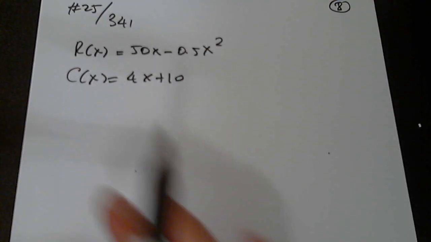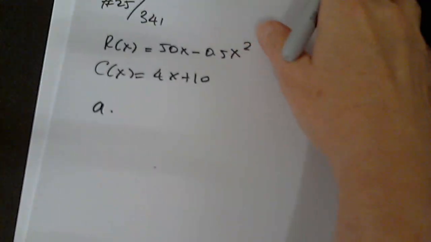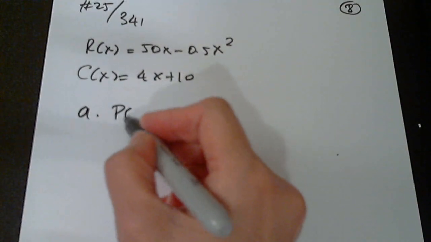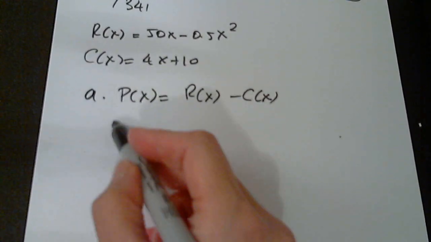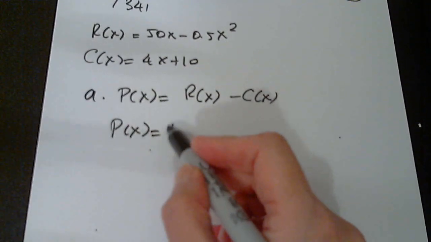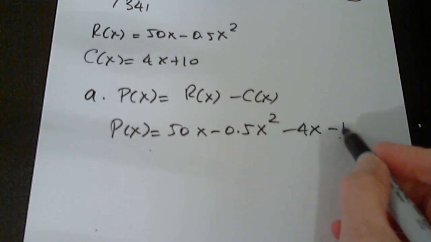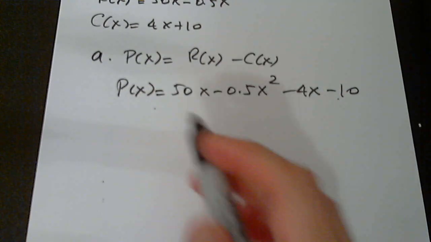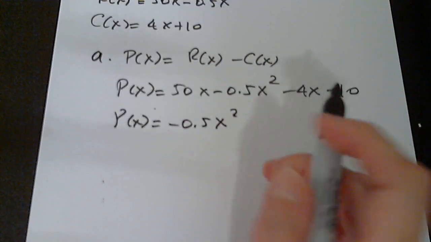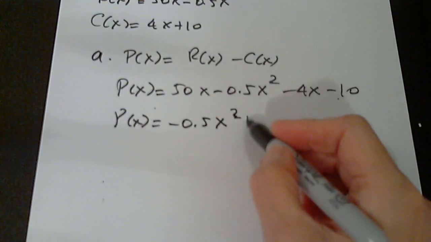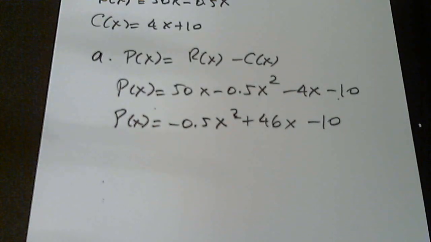Fine. No problem in part A. P of x equals R of x minus cost of x. So then P of x equals 50x minus 0.5x squared minus 4x and minus 10. And in the correct order, negative 0.5x squared, 50 minus 4, 46x, and minus 10. So this is the profit function.